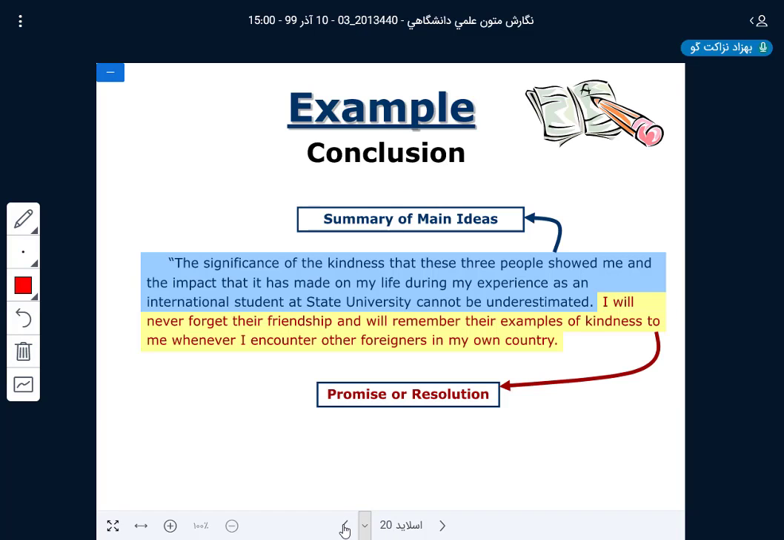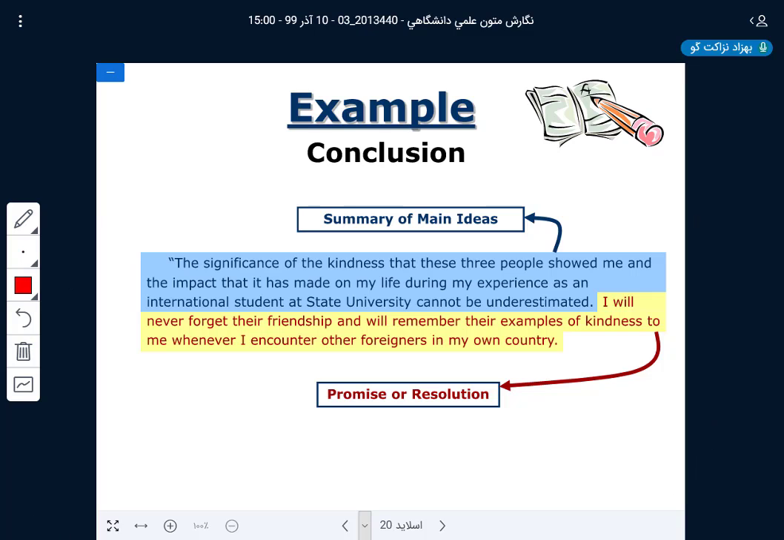Let's go to the summary of the main ideas, which comes in the conclusion. In the conclusion, we can have the summary of the main ideas, and then, if there is a problem, you can just provide a solution. If there is not, you can just give a prediction or give a promise or hope or warning even. Okay, let's see how to write this part.